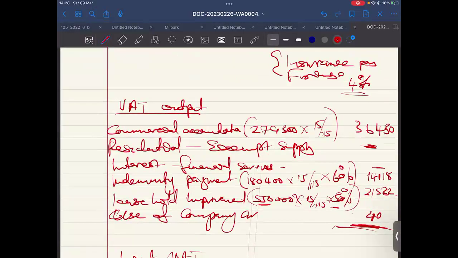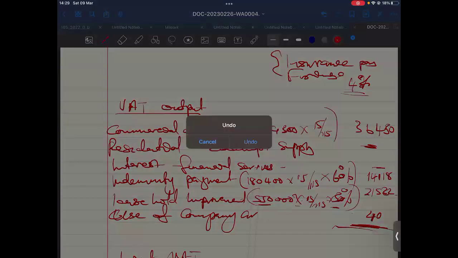Right, now we are going to go to our expenditure. Remember output, we claim it on what? We claim it on, let me just say, expenses. For simplicity's sake, we claim it on expenses. So let's go to our expenditures now and see which ones attract VAT.